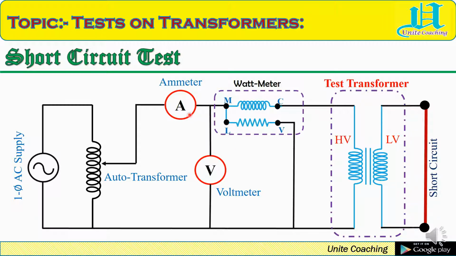Again, an ammeter is connected here to measure the amount of current flowing through the primary of the transformer, and a voltmeter is connected to measure the voltage across the primary of the transformer. Again, the wattmeter is connected between these two connections to measure the power supplied in case of a short circuit to a transformer. That means again it is reading the total losses occurring in the test transformer.